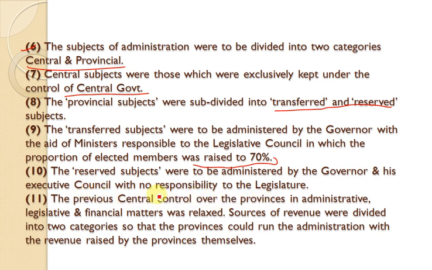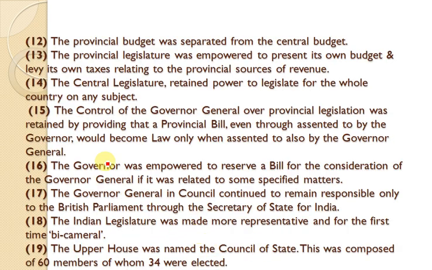The previous central control over the provinces in administrative, legislative and financial matters was relaxed. Sources of revenue were divided into two categories so that the provinces could run the administration with the revenue raised by the provinces themselves. The provincial budget was separated from the central budget. The provincial legislature was empowered to present its own budget and levy its own taxes related to the provincial source of revenue. The central legislature retained power to legislate for the whole country on any subject.